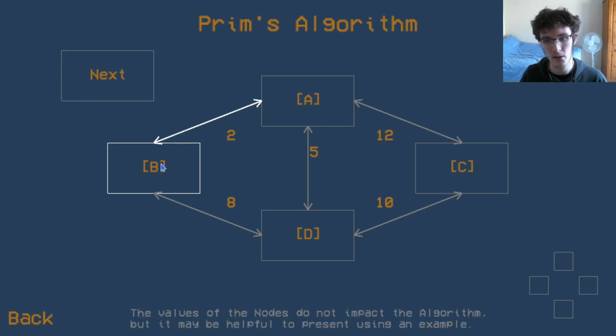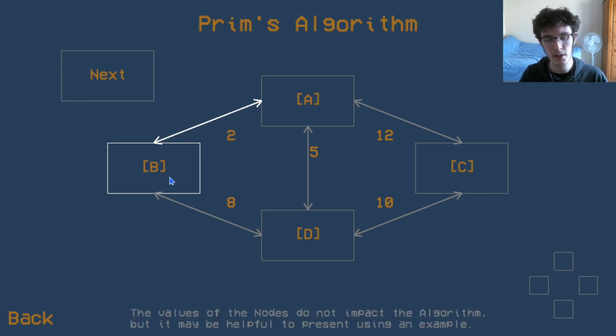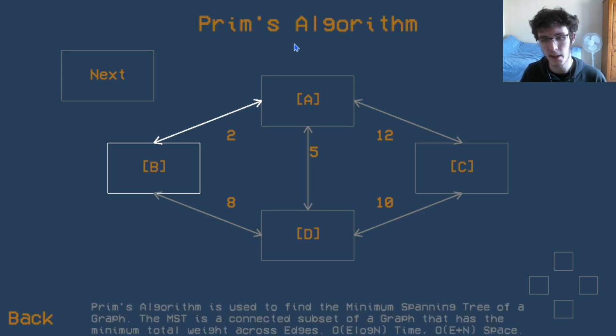If we click next, you can see that this bit becomes highlighted. Now we've visited 2 nodes: B and also A. So now we need to go back to our rule. We need to find the smallest edge that connects a node that we have visited to a node that we haven't visited. And now we have 3 options instead of 2.